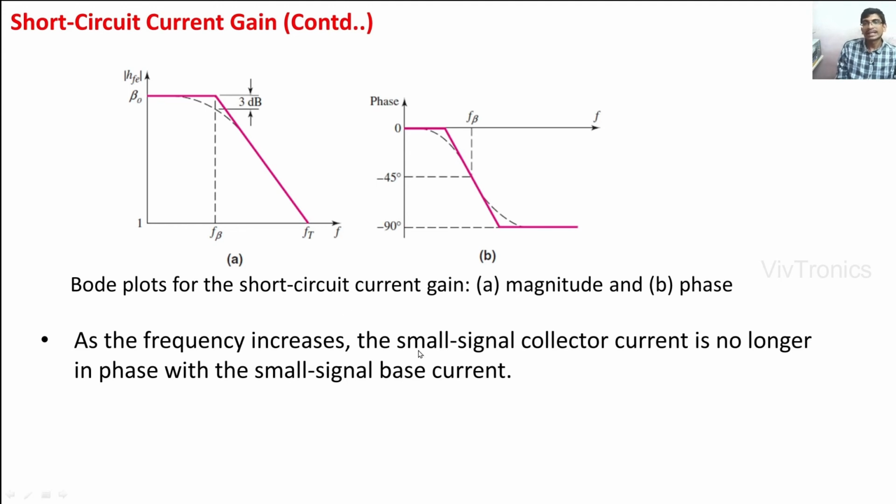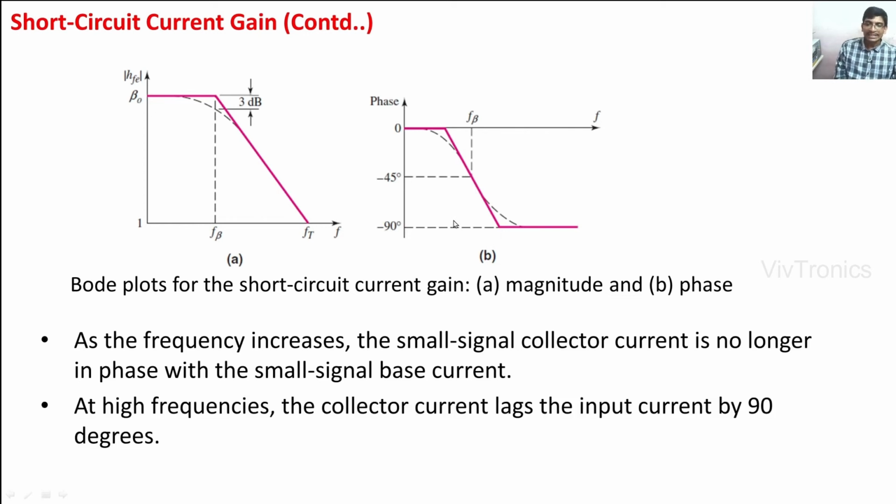Actually the IB and IC will be in phase, but from this graph we can understand that at high frequencies the small signal collector current and the input current IB will not be in phase, and are lagging by 90 degrees. At high frequencies this collector current lags the input current by 90 degrees, which was shown here. From this graph we can understand that after the corner frequency, the beta corner frequency f beta, the gain is getting rolled off.